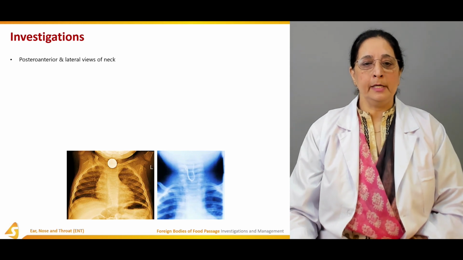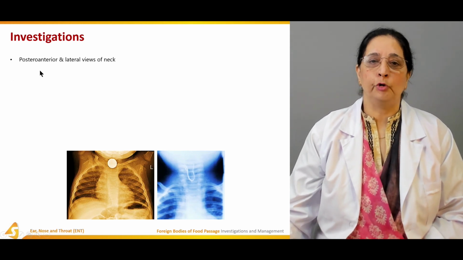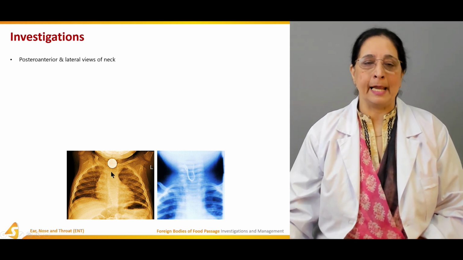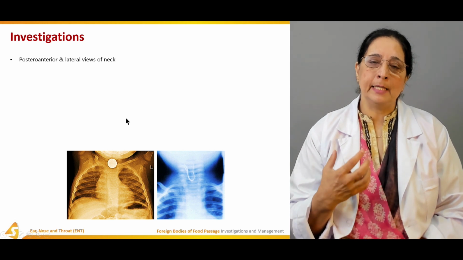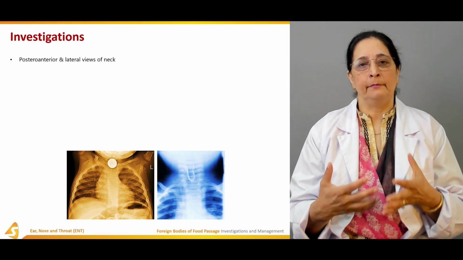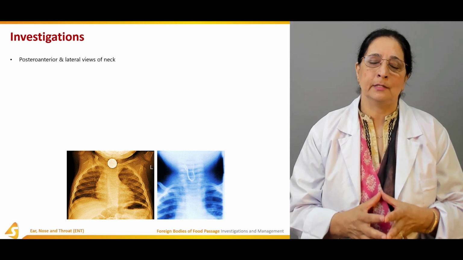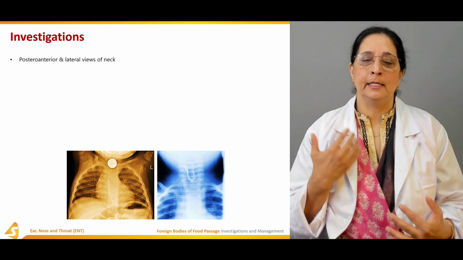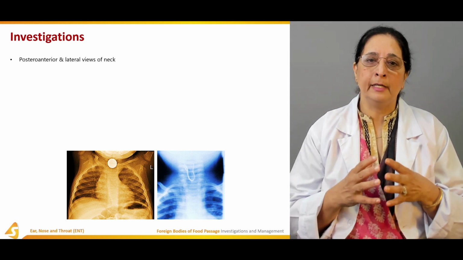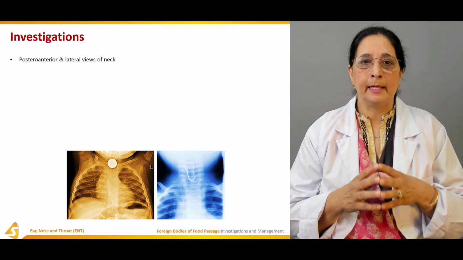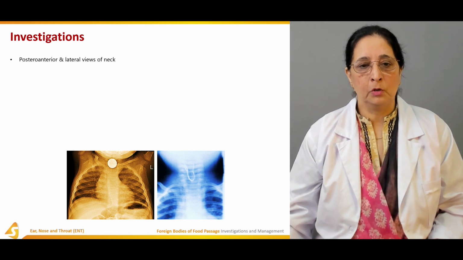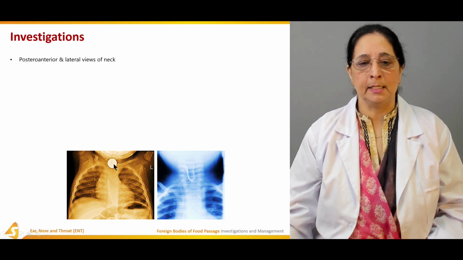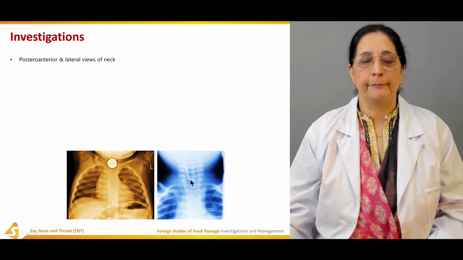So the common investigations are the posterior or PA view and lateral view of the neck. X-rays are very simple and very helpful diagnostic tests for investigation of a foreign object. If it's in the neck or in the oral cavity, it can very easily be seen with the help of X-rays. So with the PA and lateral view of the neck, you can see the foreign body which is present.